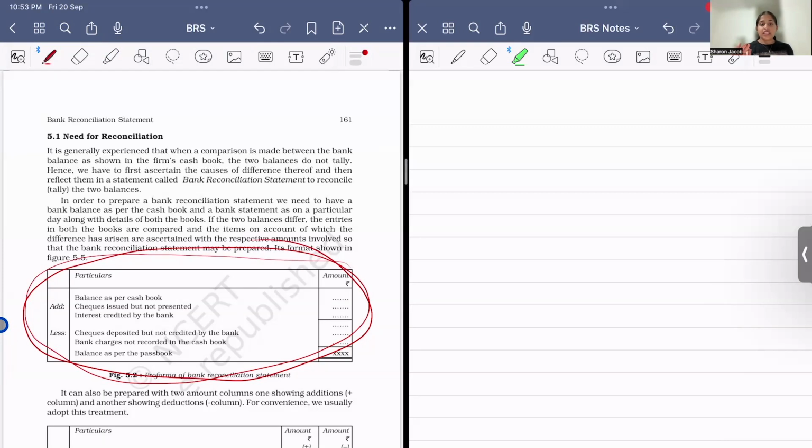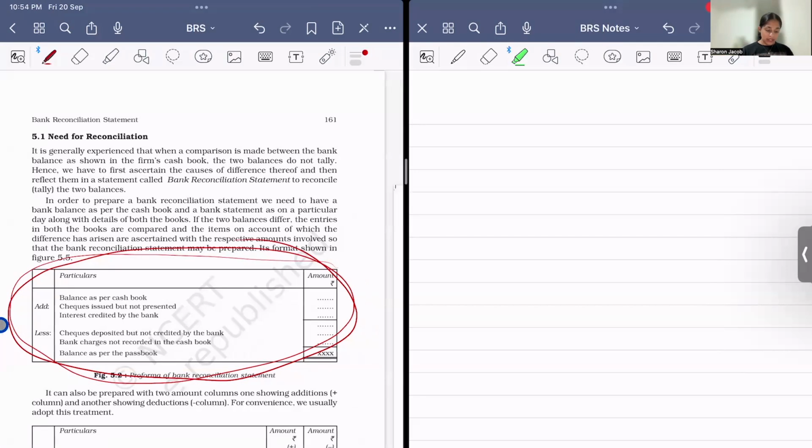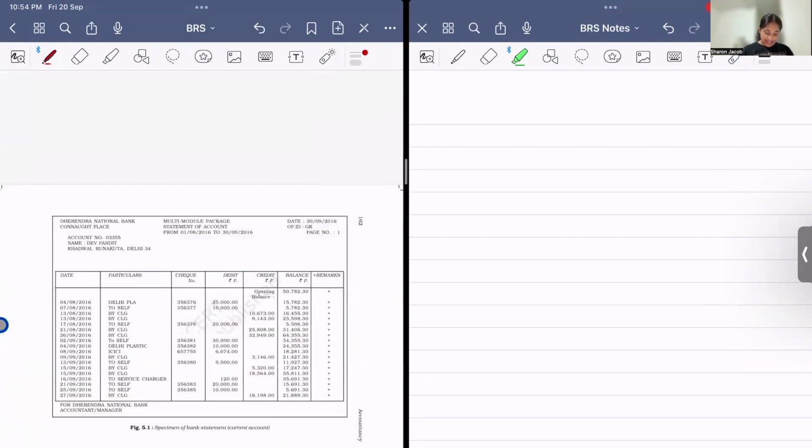So we are just making sure that the differences are not due to any error committed by either the bank or the business, but due to timing differences. Okay, we will look at that in detail. We'll come back to the format, but right now this is the specimen of bank statement, which was not there in the previous textbooks. I think this is a new addition to the 2024-25 textbook.